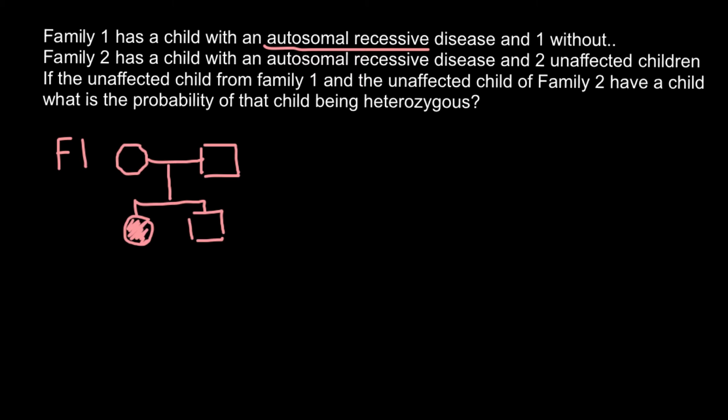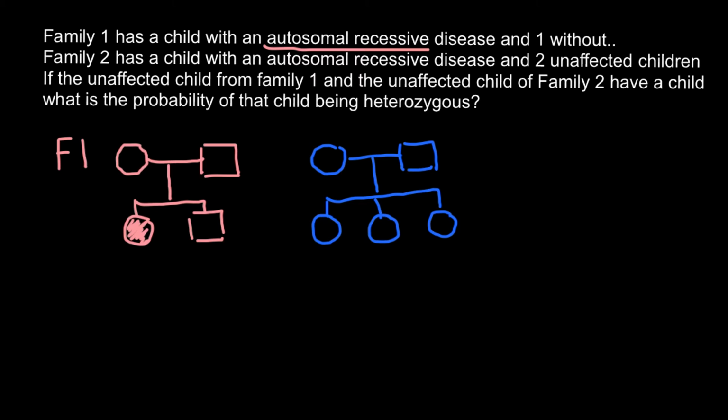So what do we know about the second family? Once again, this family has a mother, a father, and three children. Let's say all three children are females, all girls, and we know that two children are unaffected and one is affected. So let this girl here be affected. And now the question: if this male and this female have a child, which we designate with this sign, what is the probability for this child to be a carrier, or heterozygous? This is our question.